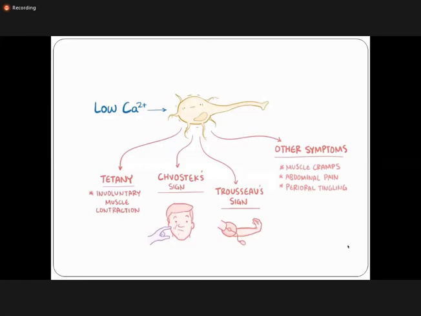There would be tetanic spasms. The two signs are Chvostek's sign and Trousseau's sign. Chvostek's sign is when you tap on the cheek and there is facial twitching. Trousseau's sign is when you take the blood pressure, and the increased pressure on the arm causes carpopedal spasm in the hand. Other symptoms can be muscle pains, abdominal pain, perioral tingling, all right?